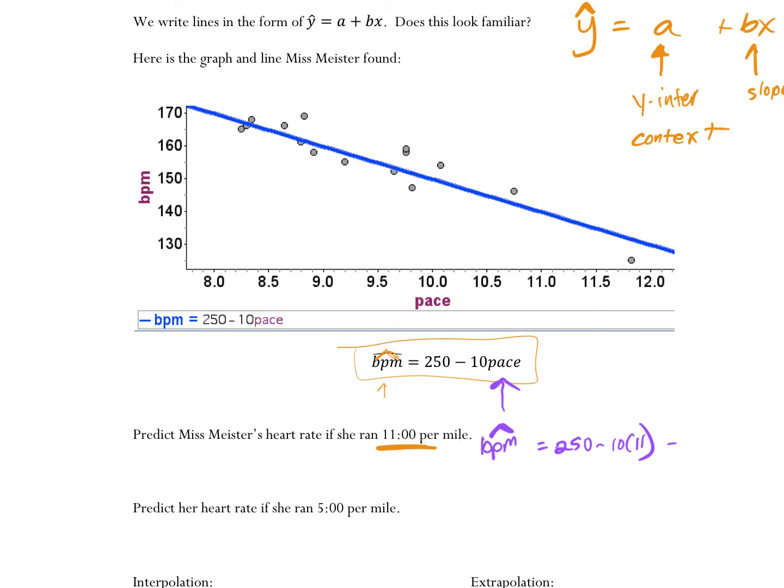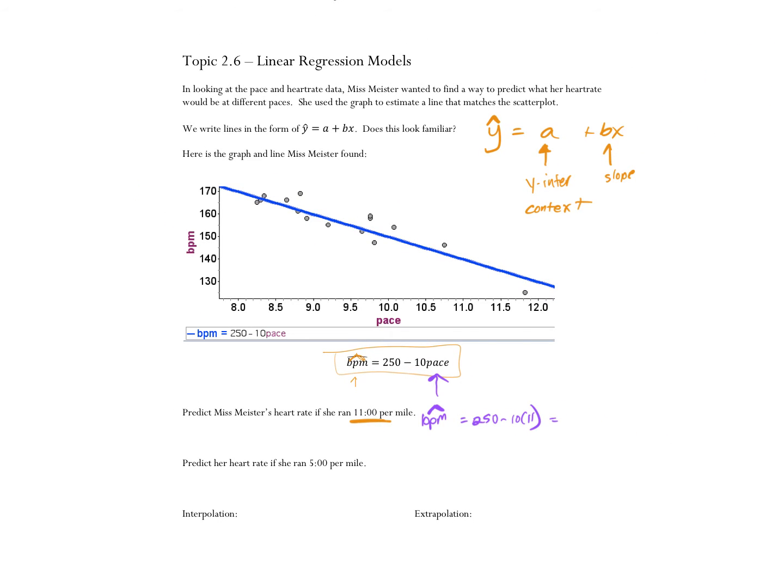And then you guys are smarter than me. 140? 140 beats per minute. Cool. So is it 250 minus this, minus the product? Do we need to put the little hat over that? Whenever you're making a prediction, you put the hat.